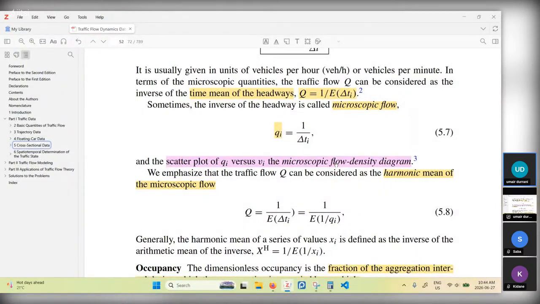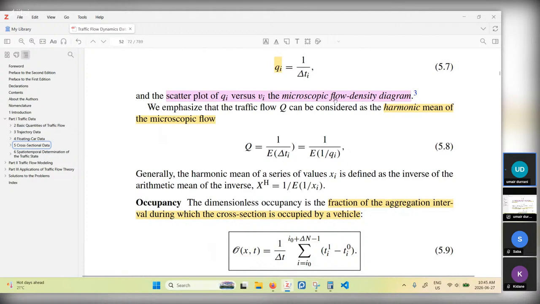Because in the fundamental diagram, which this chapter covers later, we are not going to cover that today, the fundamental diagram has 3 different scatter plots. One of them is flow-density, but there's another one which is flow-speed. So the microscopic fundamental diagram will also include flow and speed, but this is just a typo.